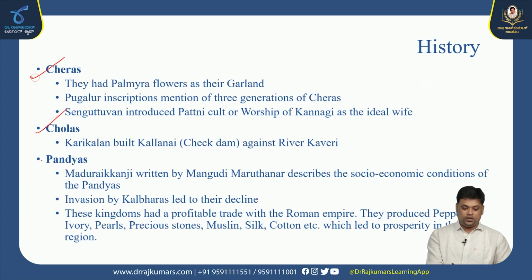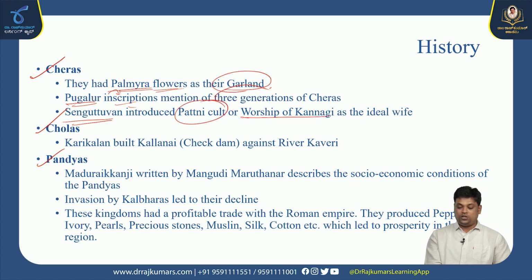Now the Cheras, Cholas and Pandyas had palmyra flowers as their garland. About the Cheras, there was a place called Pugalur. This Pugalur inscription mentions three generations of the Cheras. Senguttuvan introduced the Pattini cult, or worship of Kannagi as the ideal wife. The person called Cheran Senguttuvan was the popular one. Silappadikaram's major character is called Kannagi. The worship of Kannagi was introduced by Cheran Senguttuvan only.